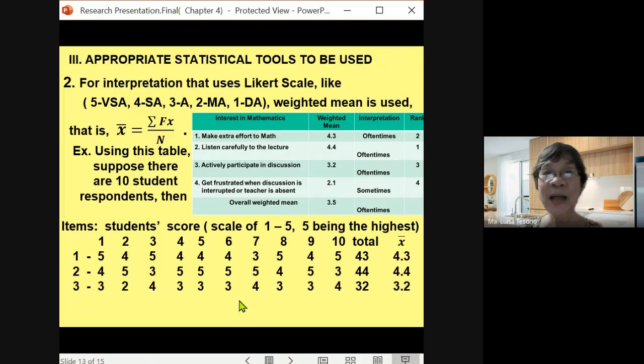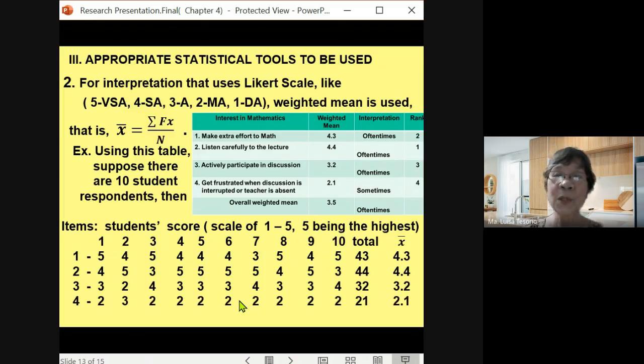The third item, which is actively participate in discussion, has also the corresponding scores for the 10 students. Do the same, add the different scores. The total is 32. Divide that by 10, we have the third weighted mean, which is 3.2.